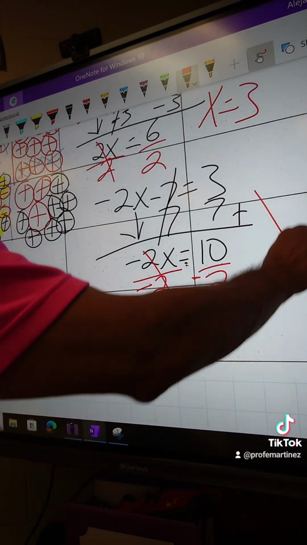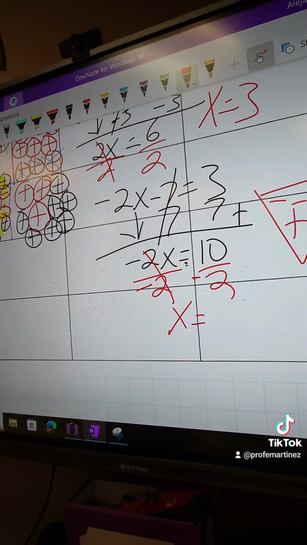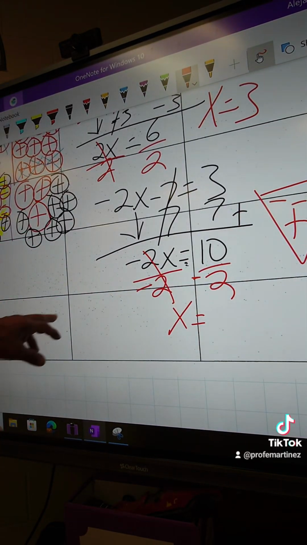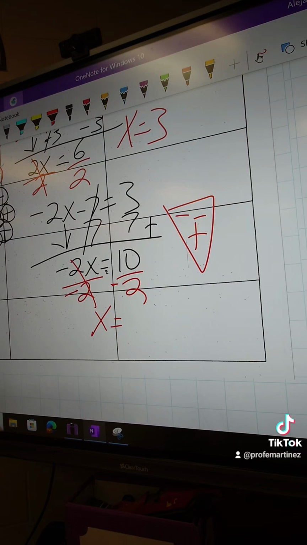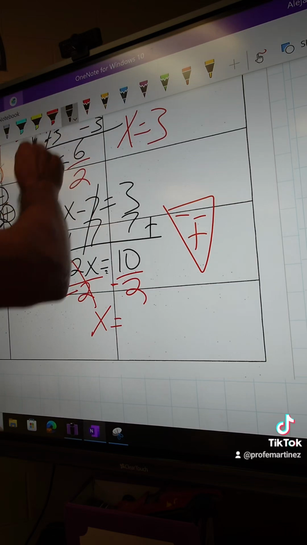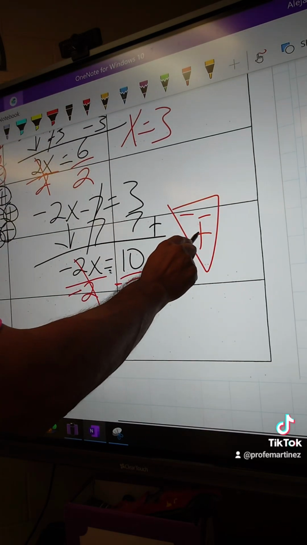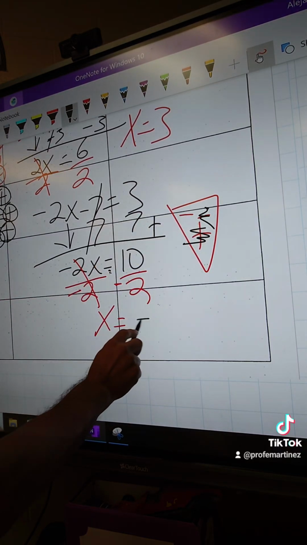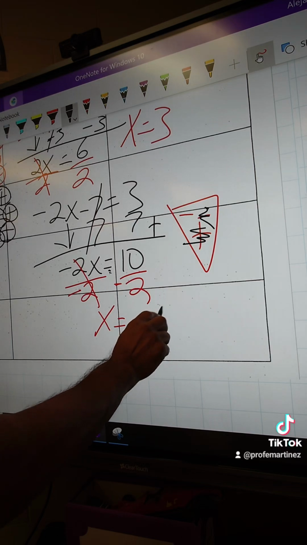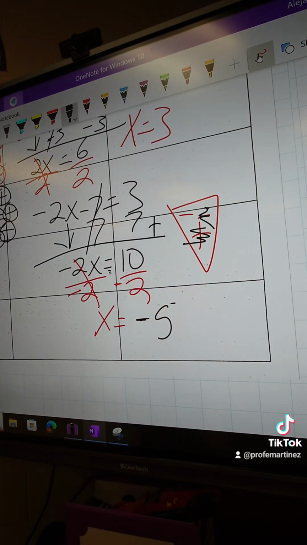Don't forget your Dorito Man rule, okay? Negative and positive divided by a negative. I use the positive, I use the negative. That means my answer is going to be negative. And so 10 divided by 2, a half of 10, is 5. Oh, negative 5.